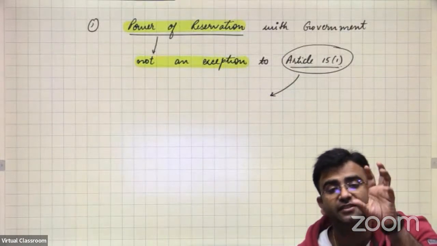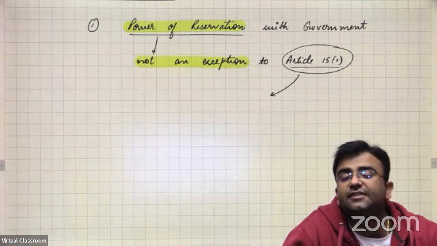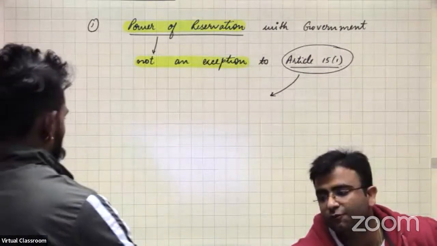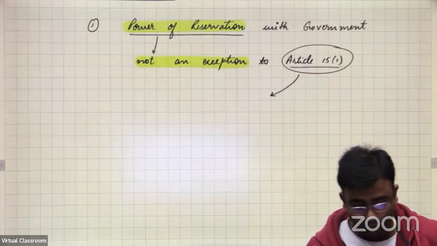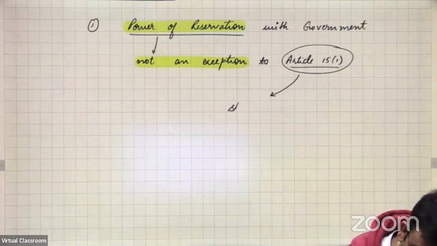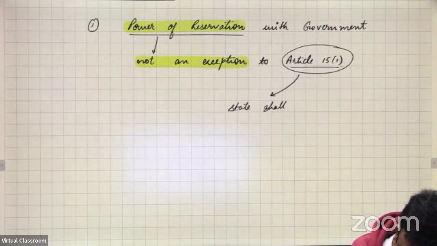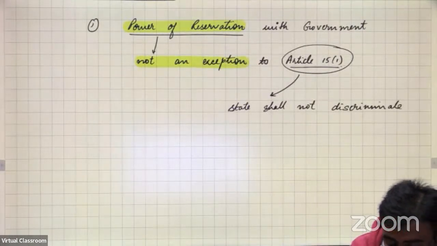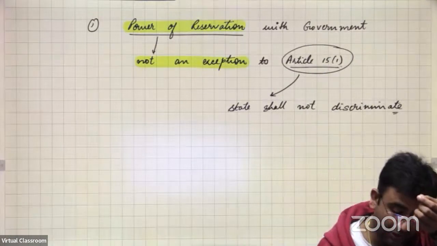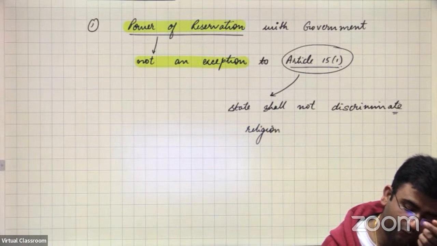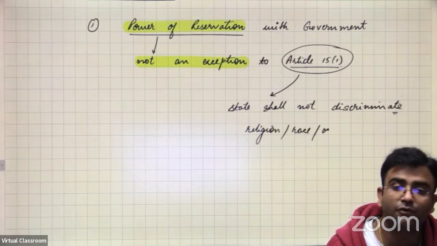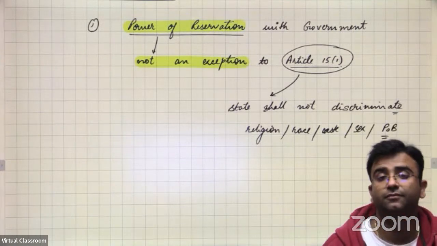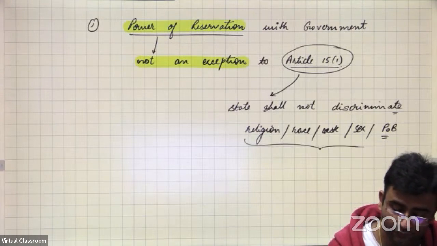Article 15(1) says that the state shall not discriminate against any citizen on grounds of religion, race, caste, sex, place of birth, or any of them. All right, so what it is saying is that the state shall not discriminate between anybody on the basis of religion, race, caste, sex, place of birth, or any of them.